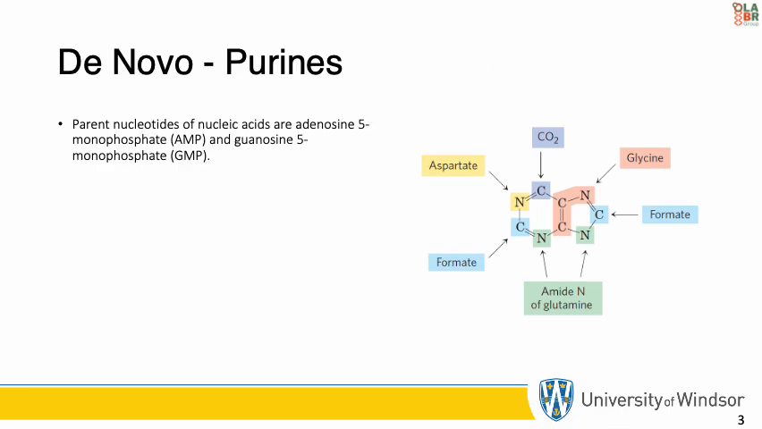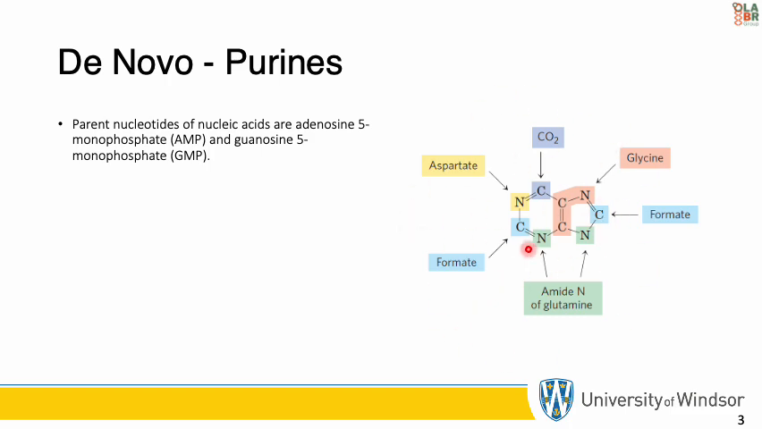So over here we can see de novo purines, and we'll just go over it a bit. The parent nucleotides of nucleic acids are adenosine 5' monophosphate, so AMP, and guanosine 5' monophosphate, so GMP. Like I said, the two parent purine nucleotides are AMP and GMP, containing the purine bases adenine and guanine. But what I want to highlight is this figure over here, because we didn't really go through it as much in the other slide as we should have.